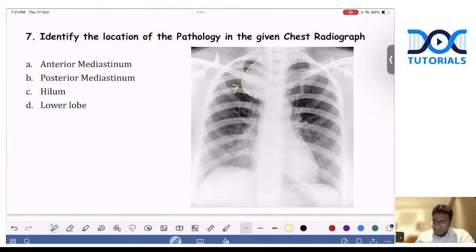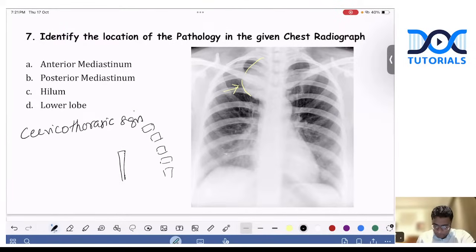There is a sign that you studied called the cervicothoracic sign. What it says is, imagine a lateral view. In a lateral view, this is the sternum and this is the vertebrae, and this is the clavicle. So an anterior mediastinal mass, given how the thoracic cage is, will appear as if it is ending at the clavicle. A posterior mediastinal mass will appear as if it is extending above the clavicle.